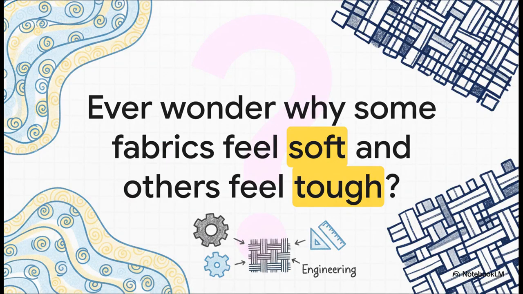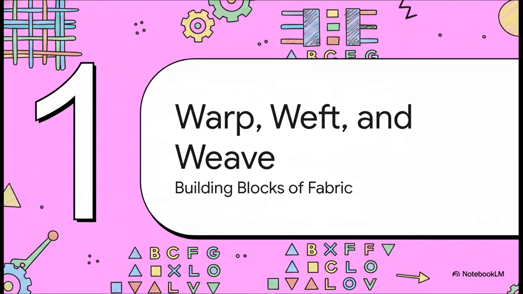Think about it. Why does a silk scarf feel so different from, say, a rugged canvas bag? It seems like a simple question, right? But the answer isn't magic. It's actually all about math and engineering, and it starts with the absolute basics of how fabric is made. So let's get right into those fundamental building blocks.